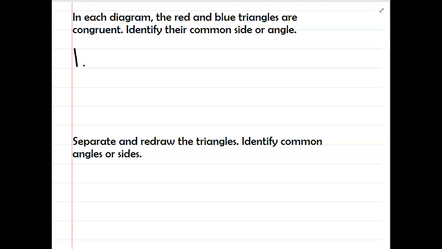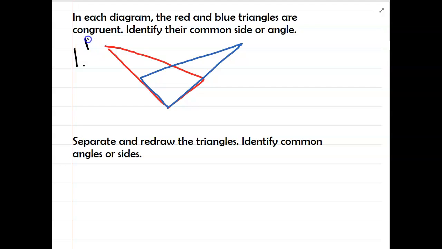So number one, our first triangle will look like this. It's going to be an overlapping triangle. So we're going to have another triangle that looks like this. Now they tell me they are congruent. We need a lot of letters here, so we'll start at the top left and just do A, B, C, D, E.